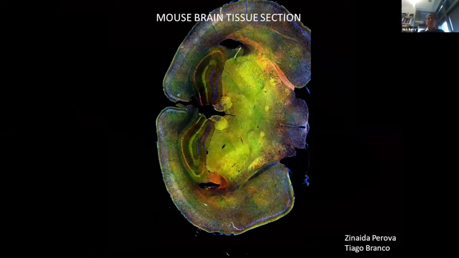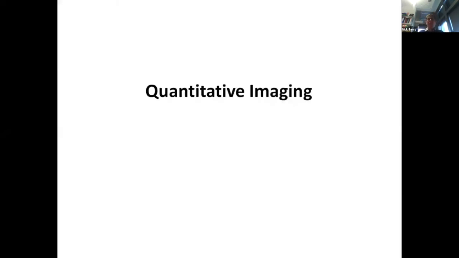So this is a bit of a mouse brain. That's of the order of a centimetre. This is something that one could zoom into and see quite a lot more fine detail than is evident here.